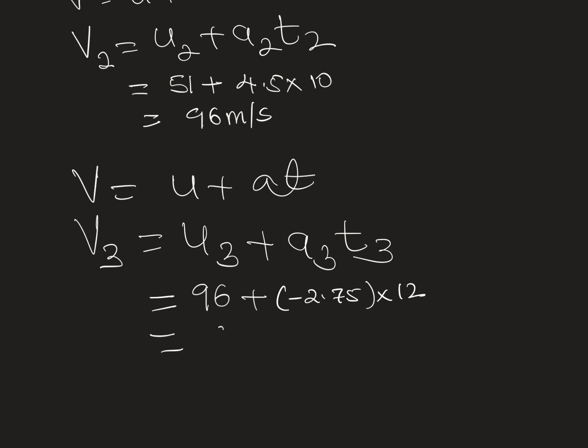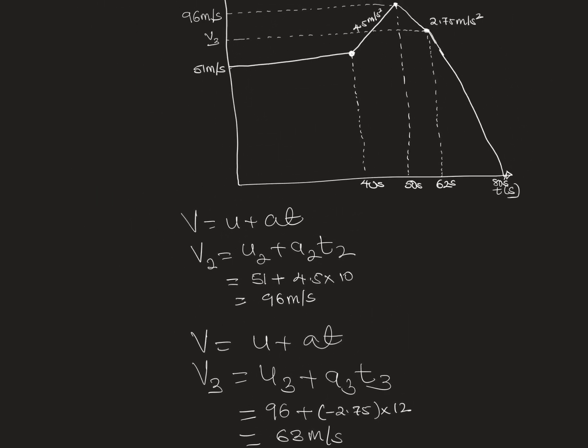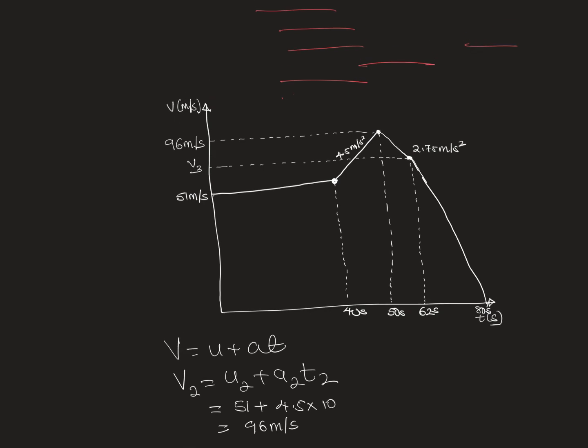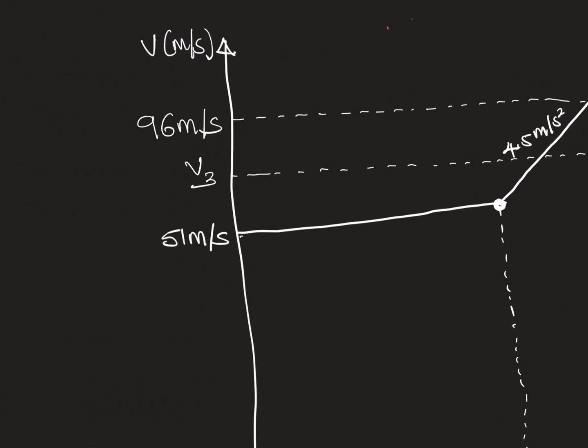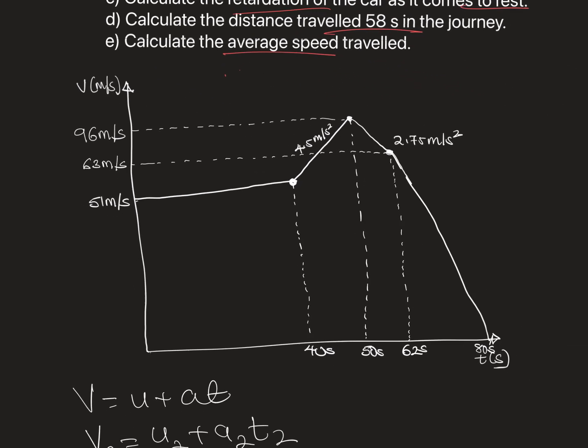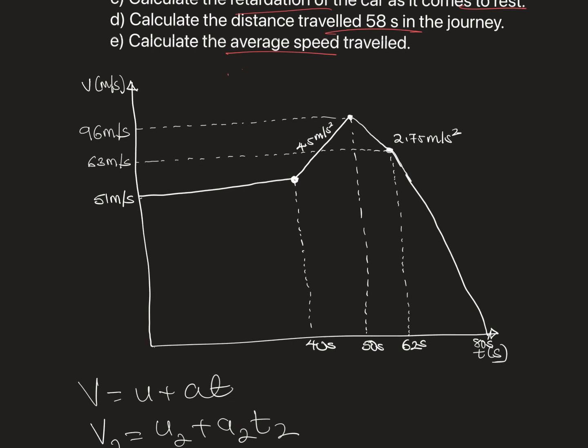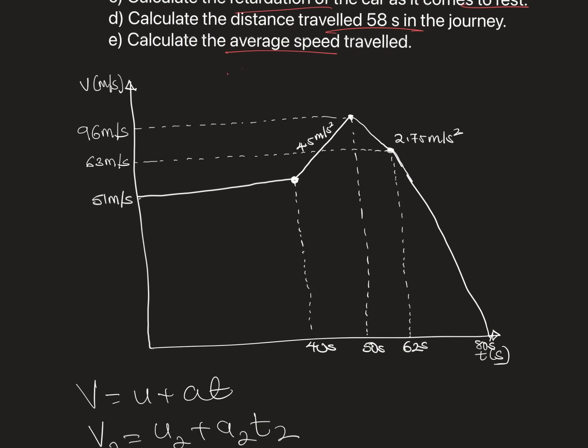We'll have 63 meters per second. I got that one also, so I can also replace that. So the v3 is 63 meters per second. Looking at the velocity time graph, that is it.